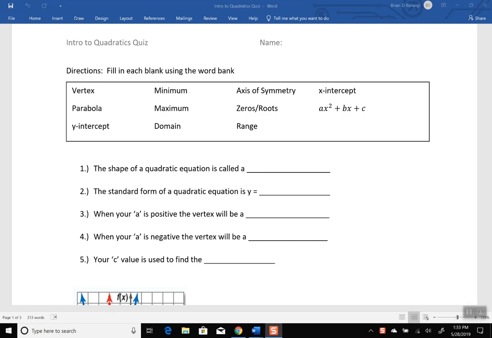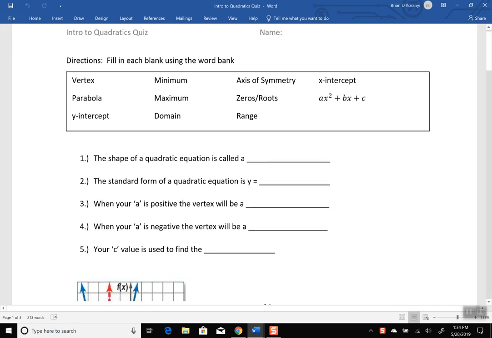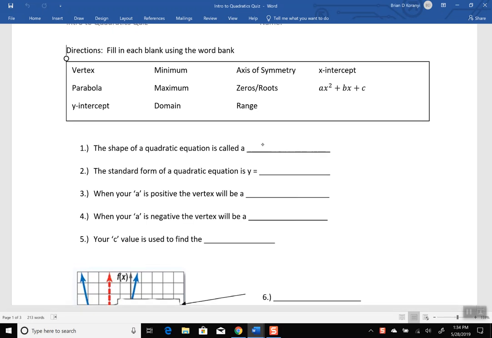This will be part 2 of the final review solutions. This will be covering the quadratics part. So this is fill in the blank with each term. The shape of a quadratic is called a parabola. It is a U shape, but the actual name is called a parabolic shape or parabola.